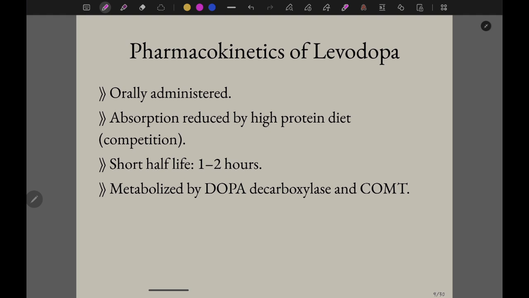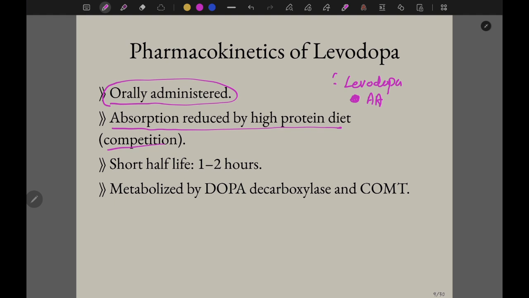And the pharmacokinetics of levodopa: it is an orally administered drug, and absorption is reduced by a high protein diet, because I already told you that levodopa is absorbed from the intestine by amino acid transporter. So there is a competition between levodopa and proteins in absorption. So a high protein diet reduces the absorption of levodopa. So it should be given 30 to 60 minutes before meal, not after. Before meal it should be given.